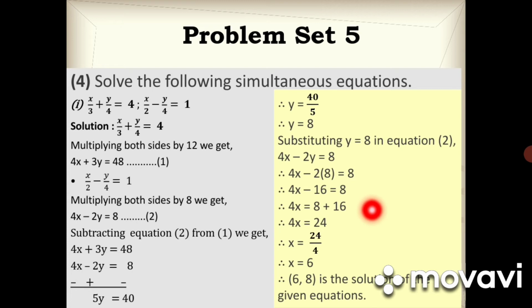Therefore, 4x is equal to 8 plus 16. Therefore, 4x is equal to 24. Therefore, x is equal to 24 upon 4. Therefore, x is equal to 6. Therefore, the ordered pair (6, 8) is the solution of the given equations.